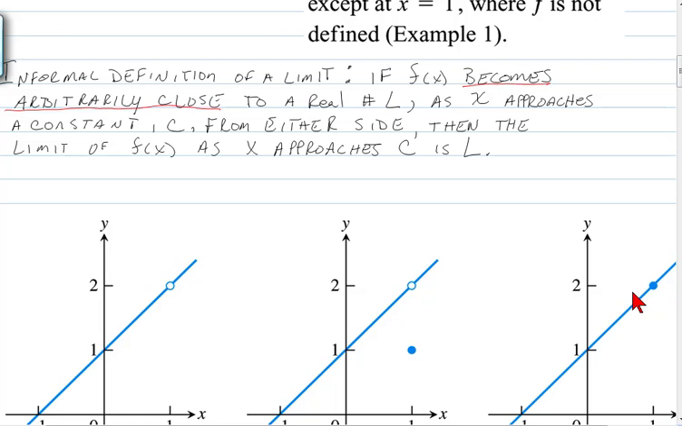It's just a happy coincidence that on this last one the function was actually equal to that limit at that point. It doesn't have to be equal to the limit.